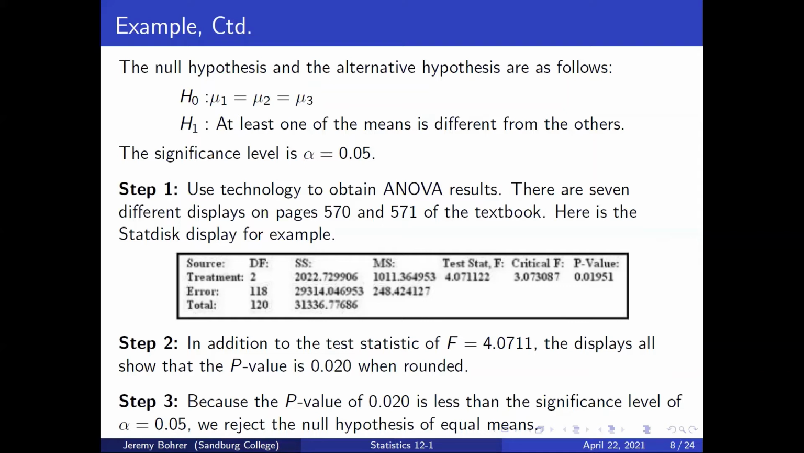There are 7 different displays on pages 570 and 571 of the textbook. Here is the StatDisk display, for example. In addition, step 2, in addition to the test statistic of F equals 4.0711, the displays all show that the p-value is 0.020 when rounded. Step 3, because the p-value of 0.020 is less than the significance level of alpha equals 0.05, we reject the null hypothesis of equal means.